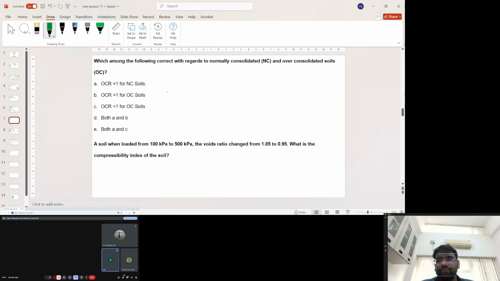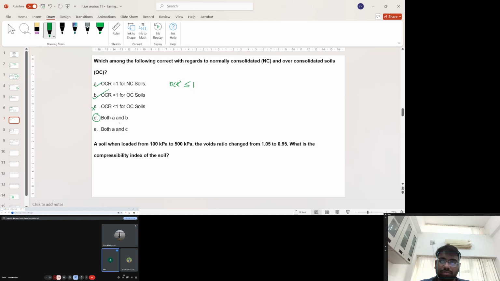Coming to the next question: which among the following is correct with regards to NC and over consolidated soils? Option D. OCR less than 1 for OC soils is obviously not right. For OC soils, OCR should be greater than 1. OCR for NC soils will be less than or equal to 1. So obviously option D.